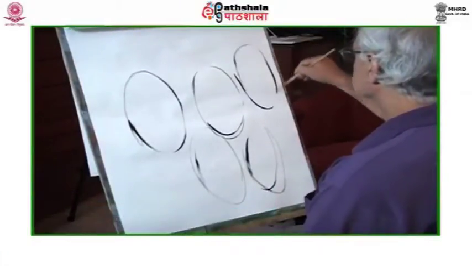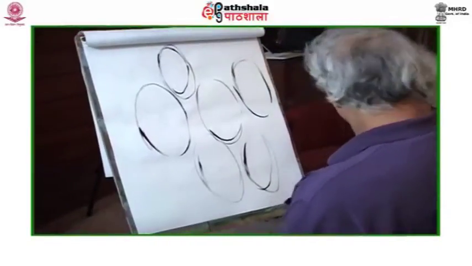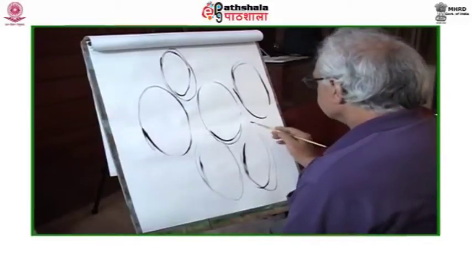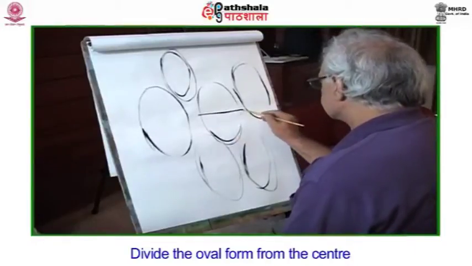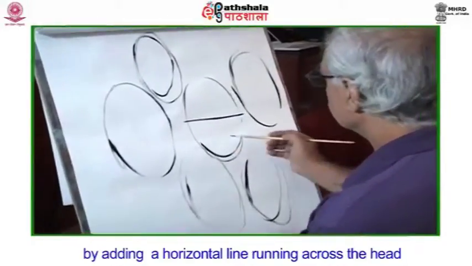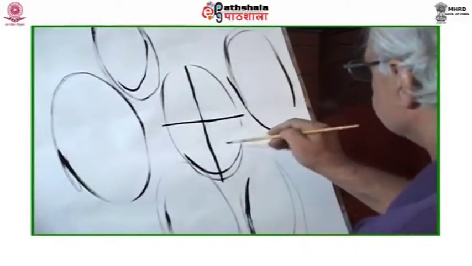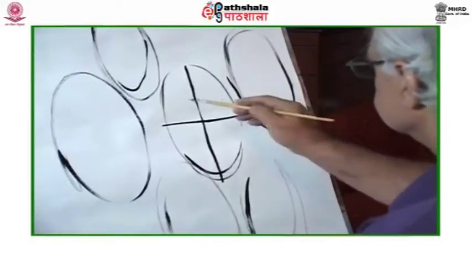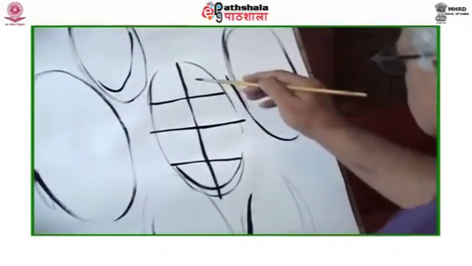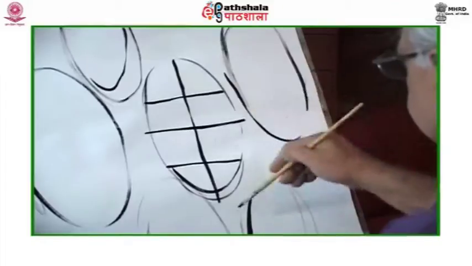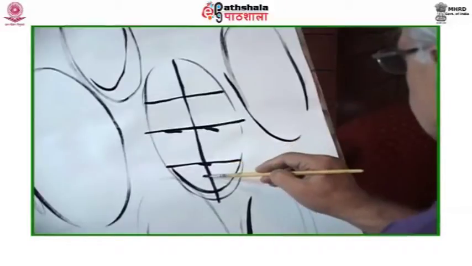By now, you should be confident about drawing the oval shape of the head. Draw a few oval shapes anywhere and fill up the page. Divide the oval form from the center by adding a horizontal line running across the head. Draw another such line, this time running vertically across the oval form of the head. You now have 4 equal parts: 1, 2, 3 and 4. Through simple strokes, I will mark the eyes, nose and mouth.